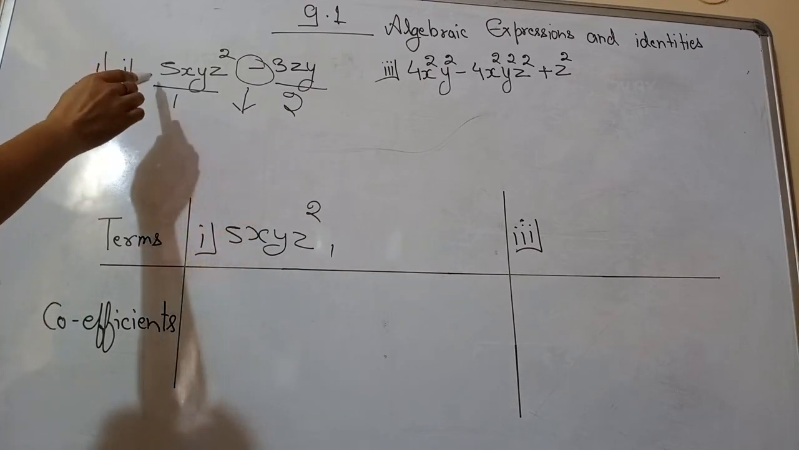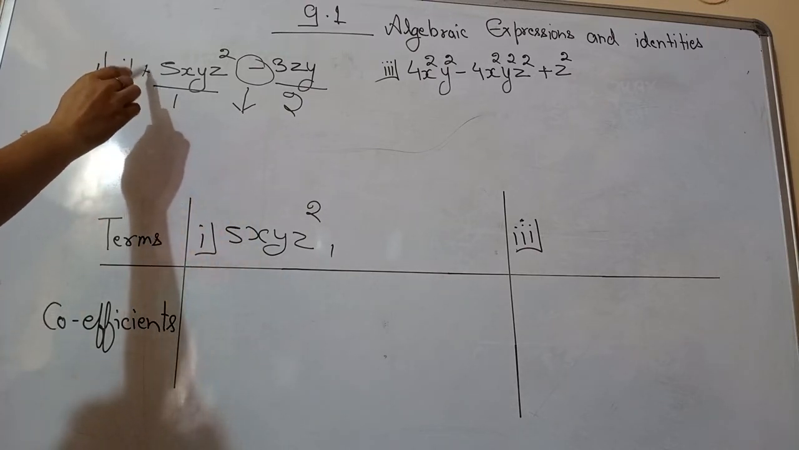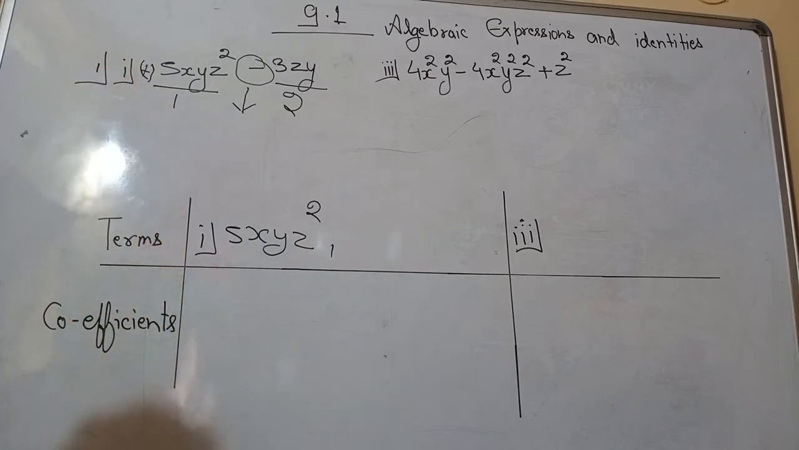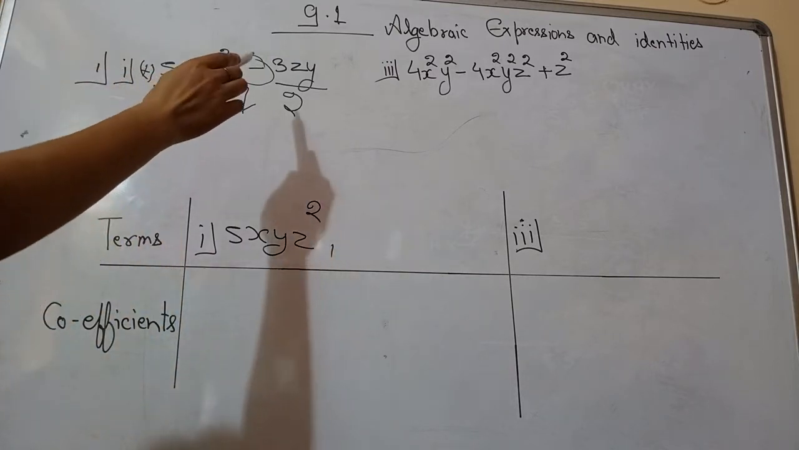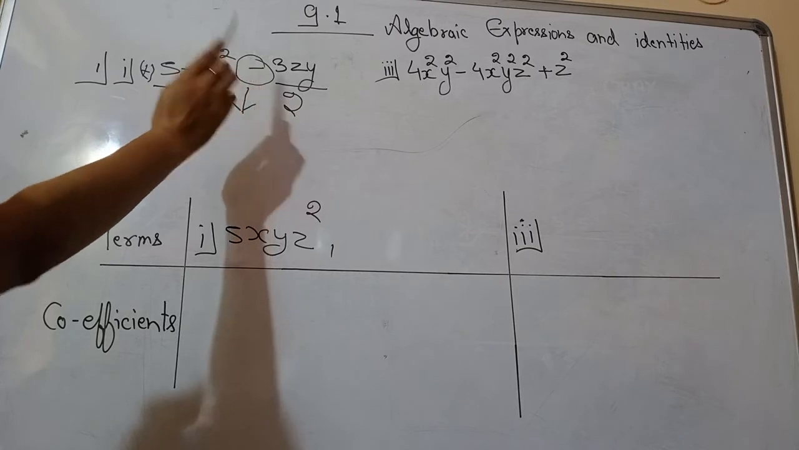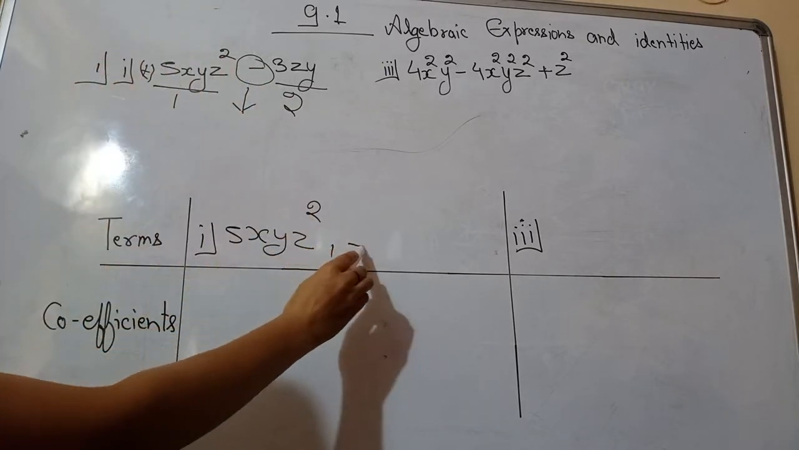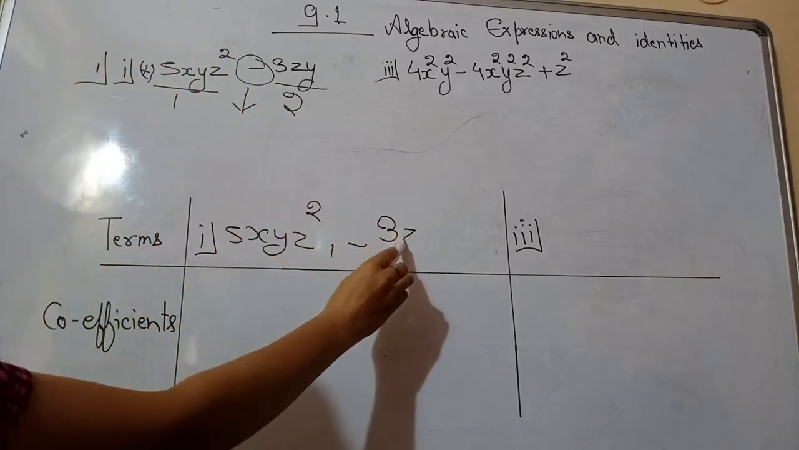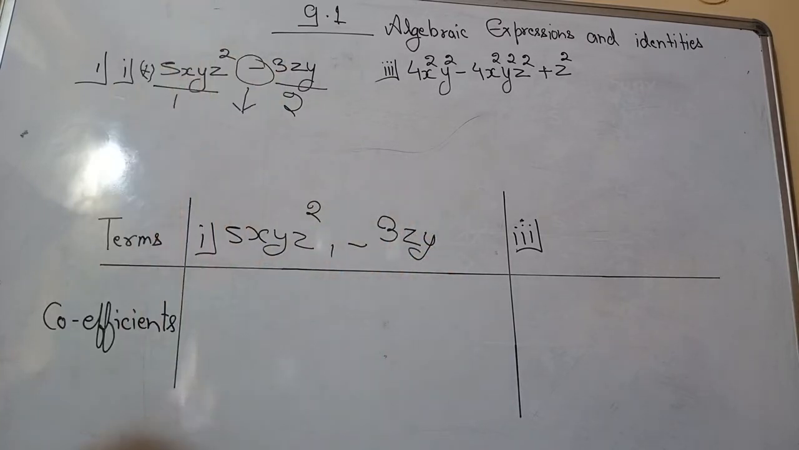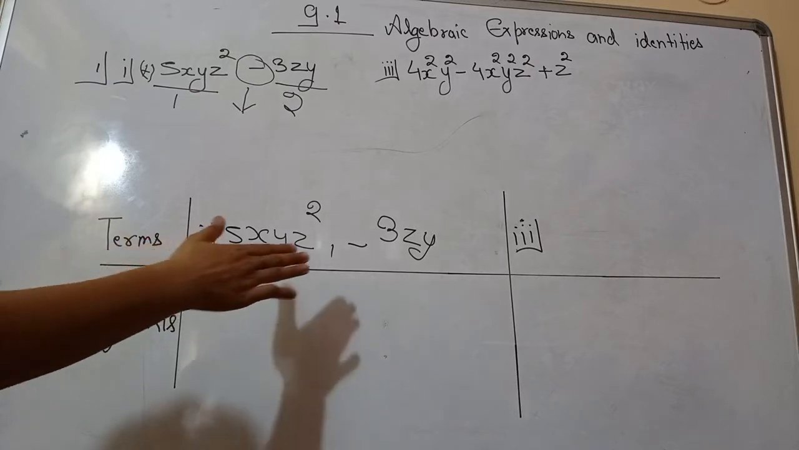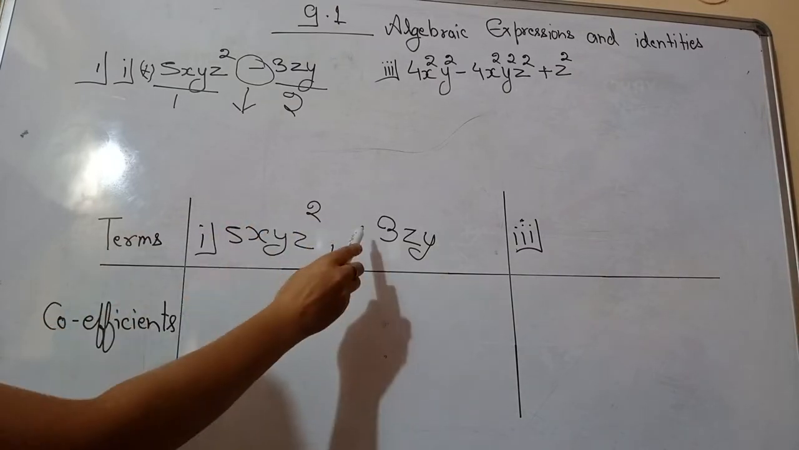Now what about the second term? In the first term there is no sign, so it is understood that no sign means a positive sign is given there. But in part 2 you can see a negative sign is present. So the second term is minus 3zy. If you write terms, make sure you write the sign along with them. If the sign is positive, no need to write it, but if the sign is negative, then you have to write it. Like this, minus 3yz.